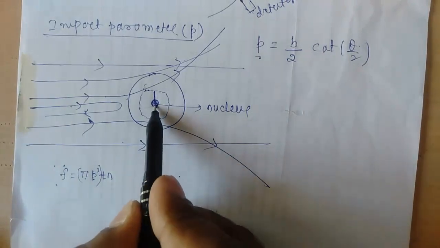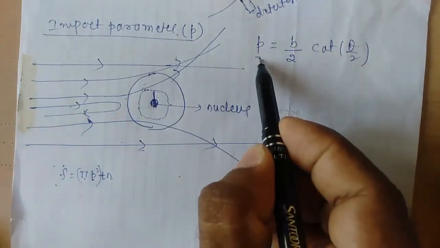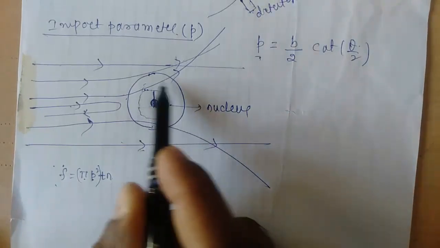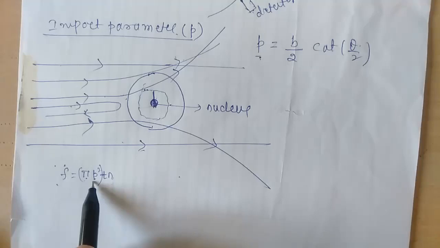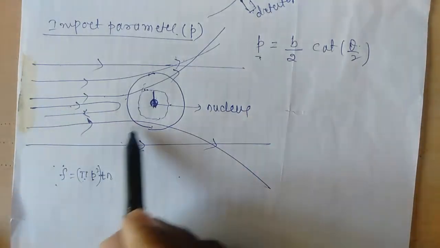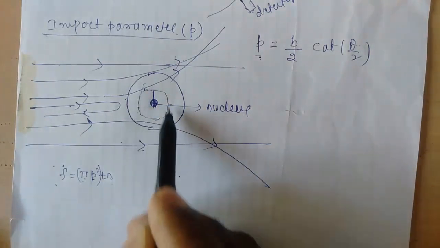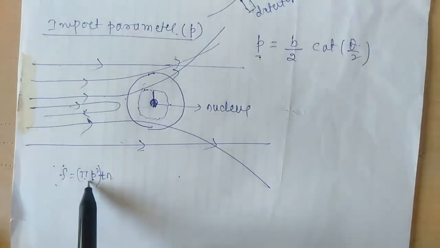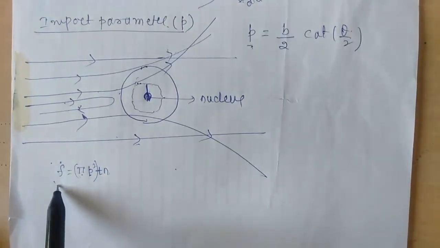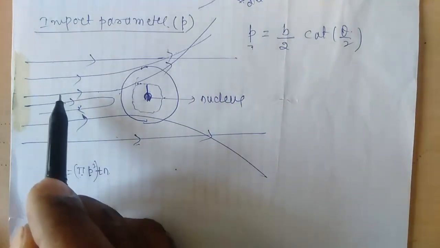So keeping this nucleus as the center, if I draw a circle with the impact parameter as the radius, we get a circle. The area of this circle can be written as pi into P square. Whenever alpha particles pass through this area, pi into P square, they have a chance of getting deflected, or they will definitely get scattered.